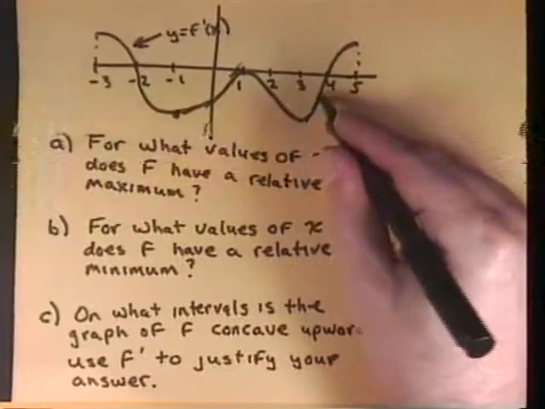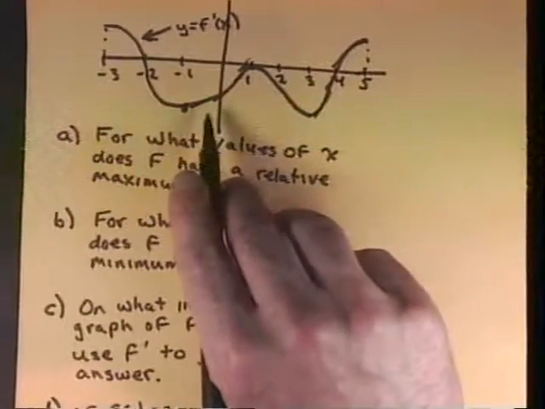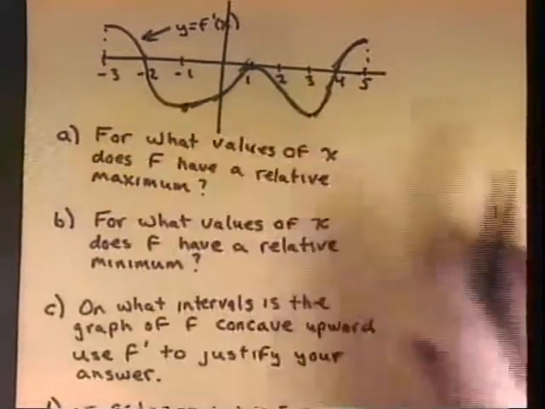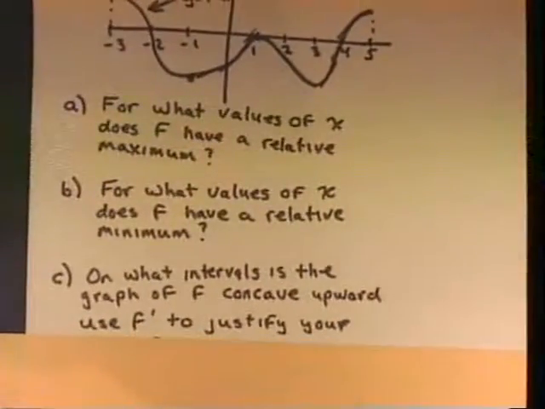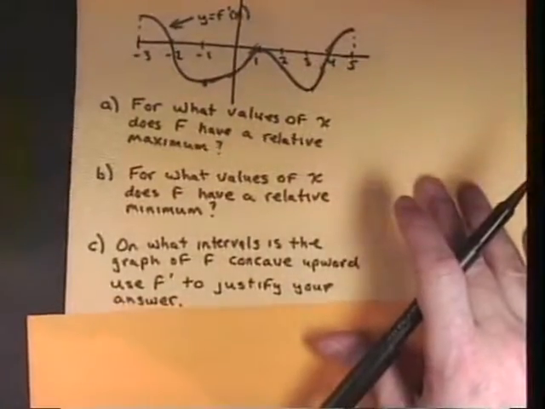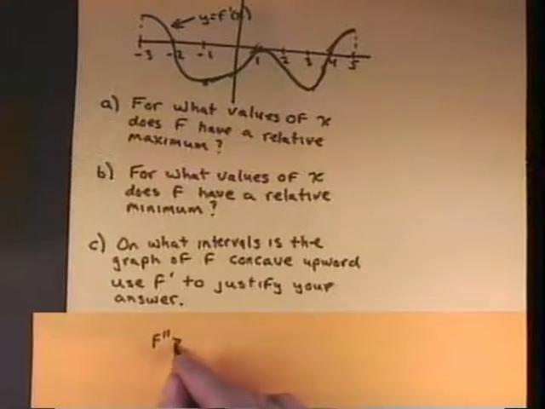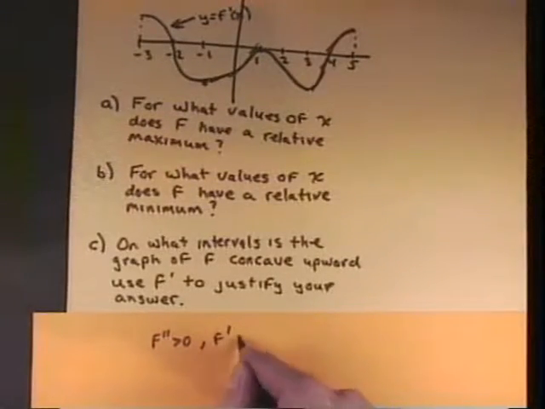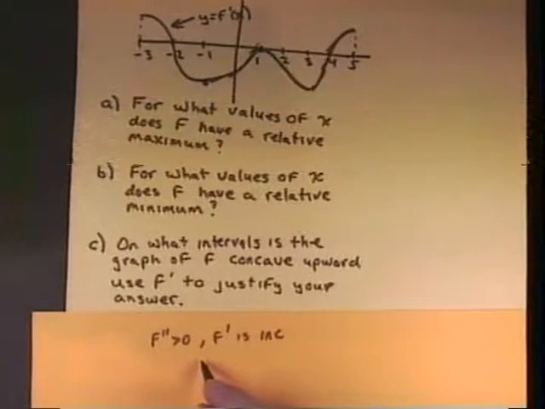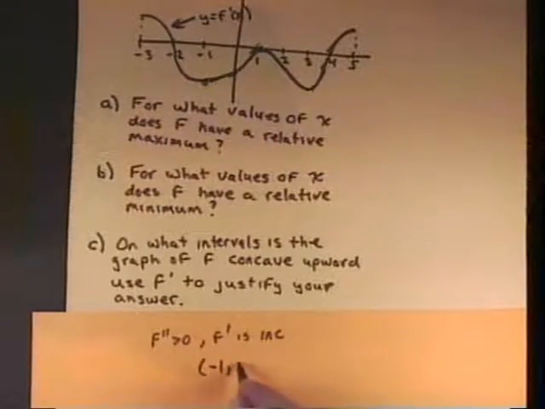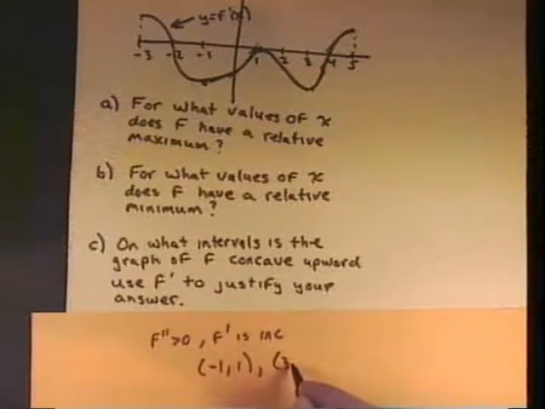So therefore, when f prime is increasing, the slope of f prime, or f double prime, is positive. So the correct answer, when you write this down, is when f double prime is positive, when f prime is increasing. Okay, so then it's from -1 to 1, and then 3 to 5 actually.